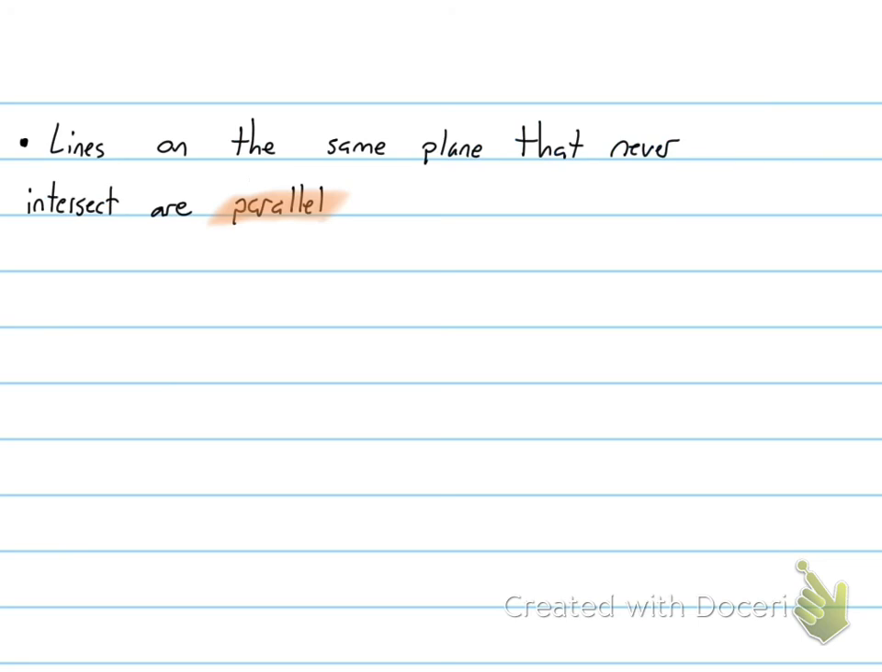Finally, last couple definitions here. Lines that are on the same plane that never intersect are called parallel lines. So let's say we have this imaginary plane here. These 2 lines would be parallel. They never intersect. That's what's important to know about parallel lines.